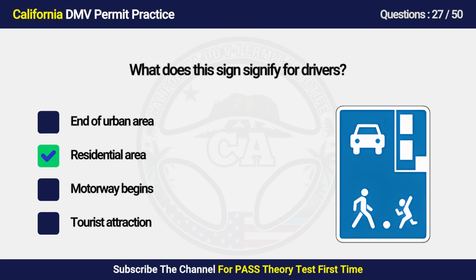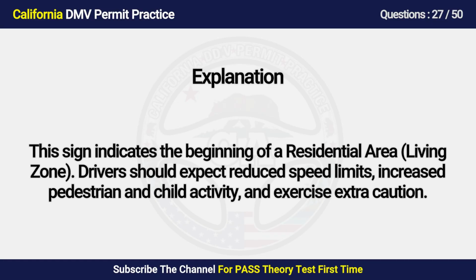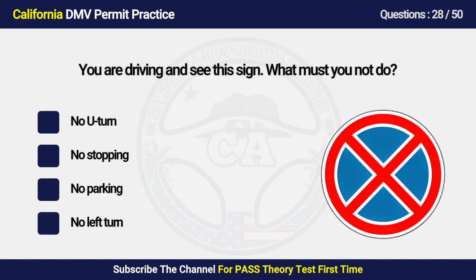Answer is B, residential area. This sign indicates the beginning of a residential area living zone. Drivers should expect reduced speed limits, increased pedestrian and child activity, and exercise extra caution. Question 28. You are driving and see this sign.